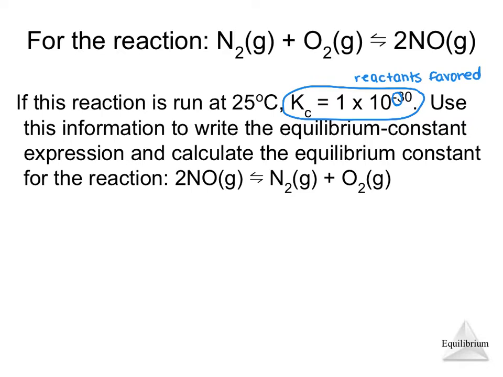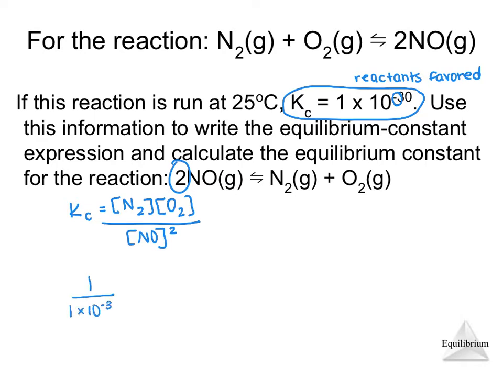We're going to use this information to write the equilibrium constant expression and calculate the equilibrium constant for the reverse reaction. Our expression is going to be the products N2 and O2 over the reactants NO, and remember that the coefficient becomes an exponent, so squared. Then to find the Kc for this, it's going to be 1 over the forward one, so 1 over 1 times 10 to the negative 30th.